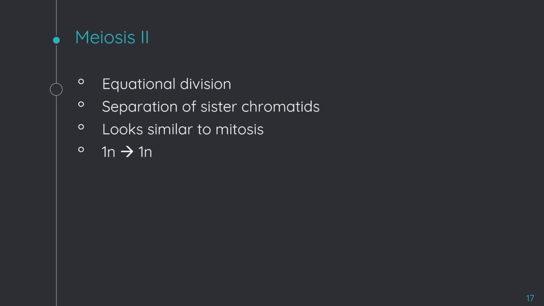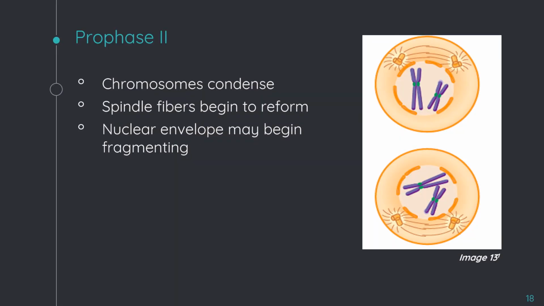Meiosis II is equational division, where separation of sister chromatids occurs, which is similar to mitosis. The two haploid cells resulting from meiosis I each divide to form 4 total haploid cells. In prophase II, the chromosomes condense and spindle fibers begin to reform. The nuclear envelope may begin fragmenting. Here we see both daughter cells in prophase II.